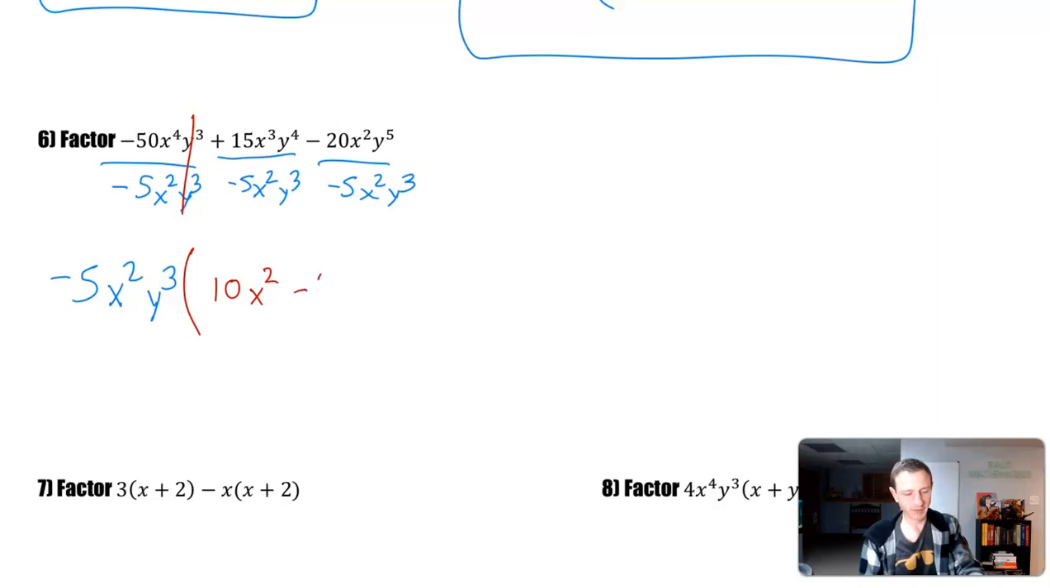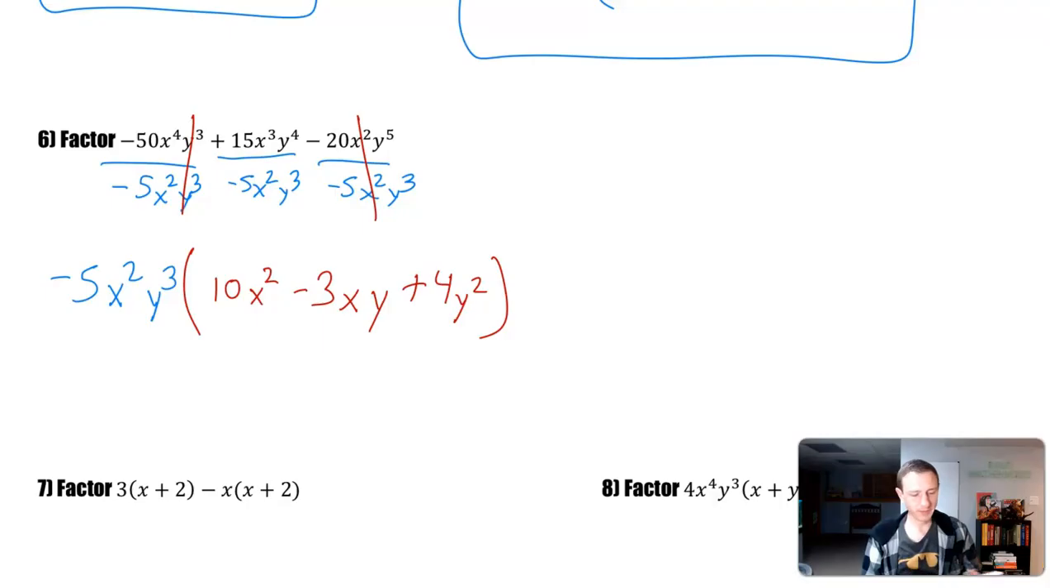15 divided by negative 5 is negative 3. X to the third over x to the second, that's going to be 3 minus 2, which is 1, so a single x. And then y to the fourth over y to the third, 4 minus 3 is 1, so that's y to the first. Negative 20 divided by negative 5 is positive 4. X to the second over x to the second cancel. And then y to the fifth over y to the third is 5 minus 3, which is 2. So y to the second.